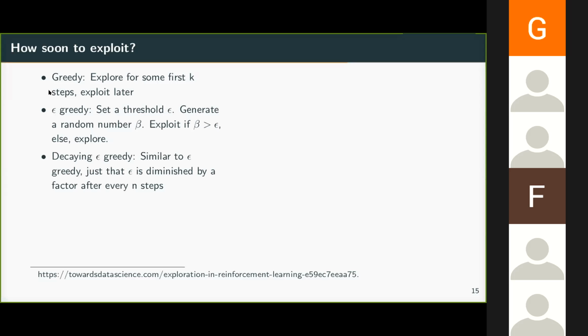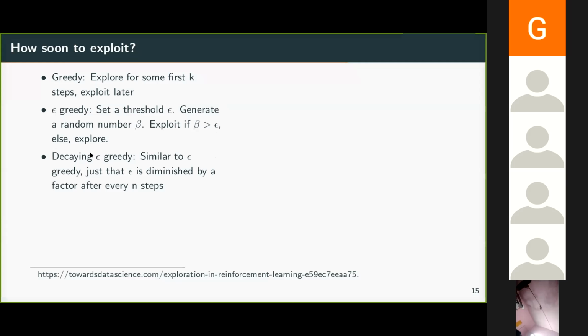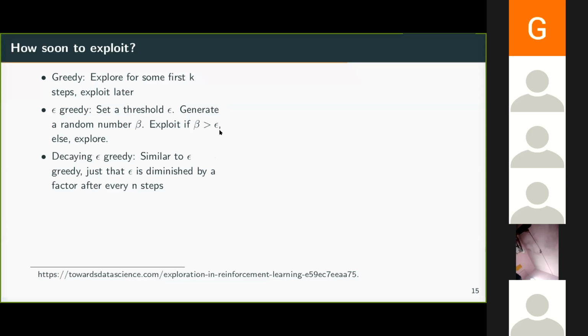Then people started thinking, there is a constant fraction of exploration and exploitation, can we do something else? So it is called decaying epsilon greedy. This is the third strategy, which says after every n steps, decrease the epsilon. So initially, you will start with an epsilon of 0.9. Then you will do more exploration, because the random number you generate between 0 and 1, if epsilon is 0.9, there is a 90% chance that you will explore, 10% chance that you will exploit.